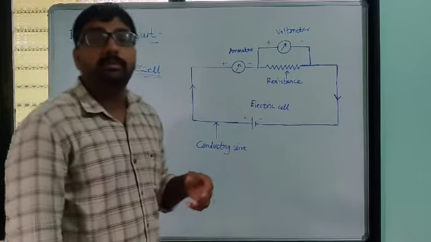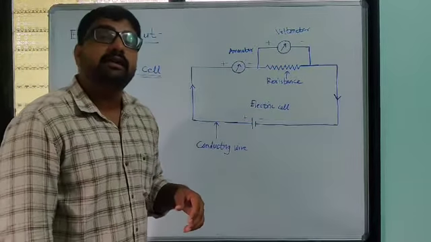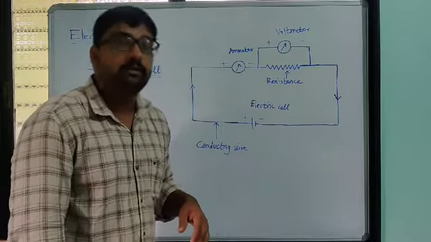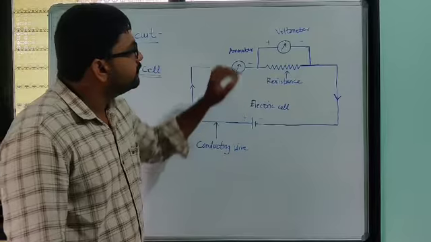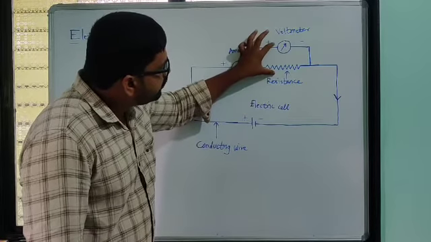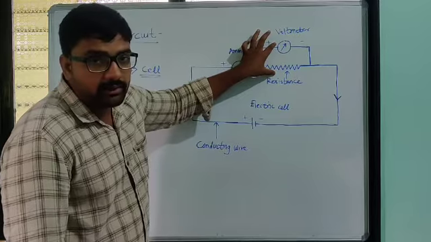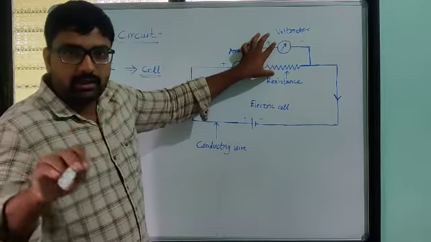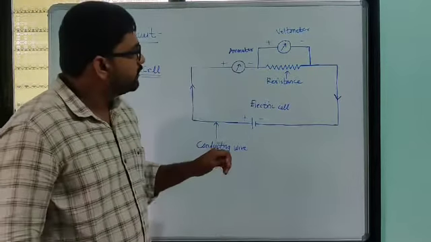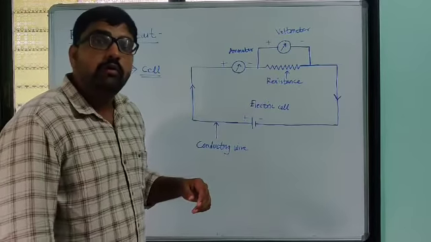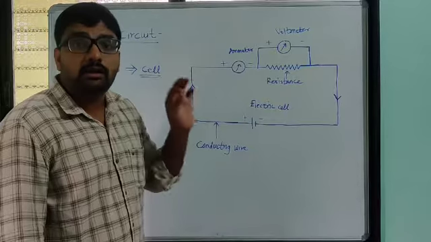Then second here is the voltmeter. You have to remember that a voltmeter is always connected in parallel. Look here, the resistance and voltmeter are parallel to one another, parallel to each other. This voltmeter is used to measure potential difference.